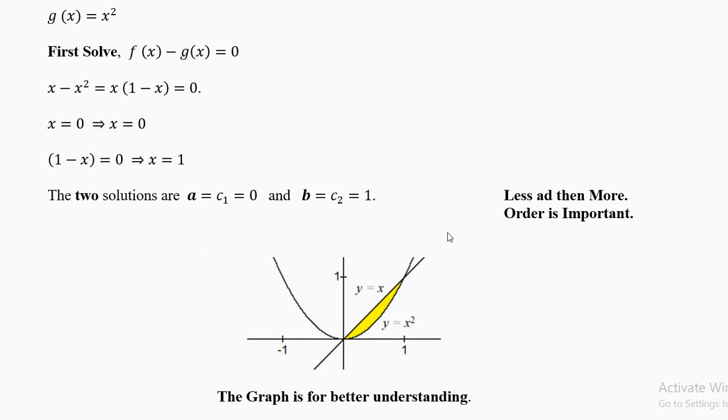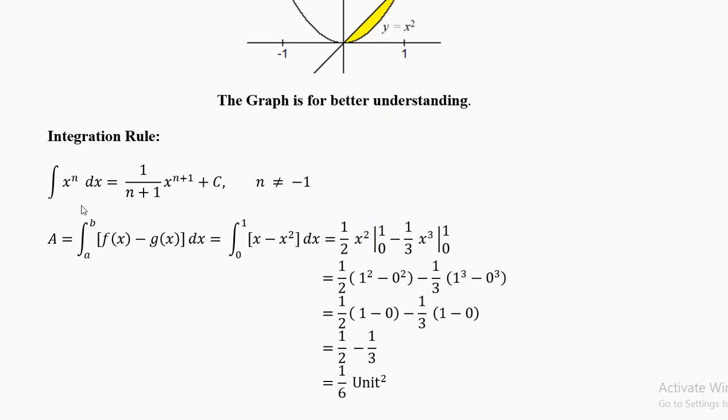First write less then more. Then your integration rule is x power n is integration is 1 over n plus 1 x power n plus 1. Now find the area. A to b f minus g. It is x minus x square. 0 to 1 are the limits which you have solved. Now do it one at a time. You'll get half x square minus 1/3 x cube, both going from 0 to 1.